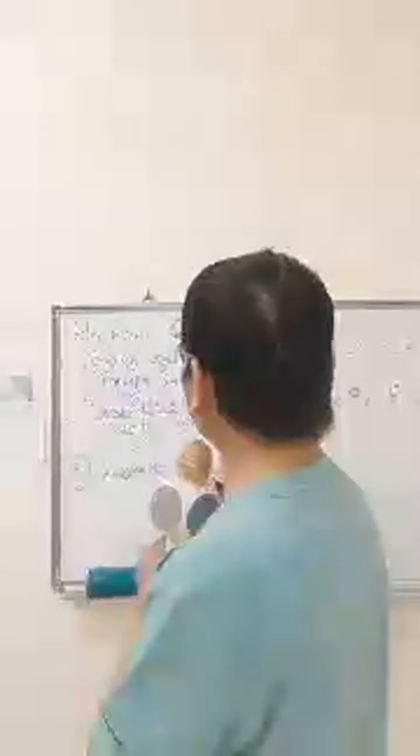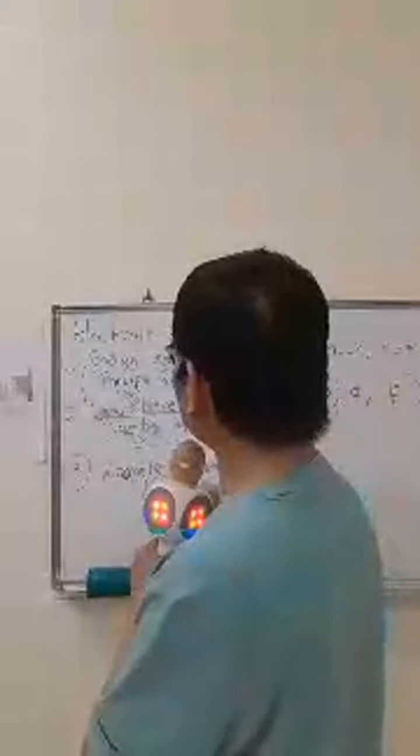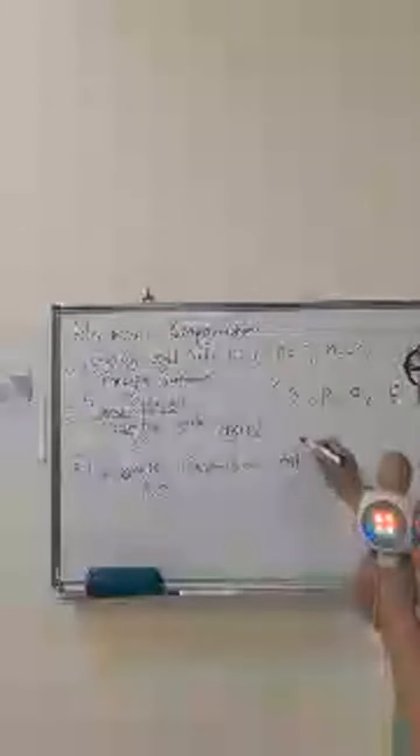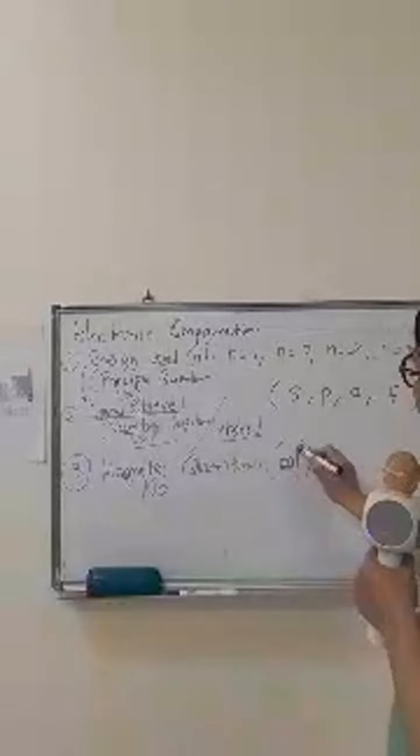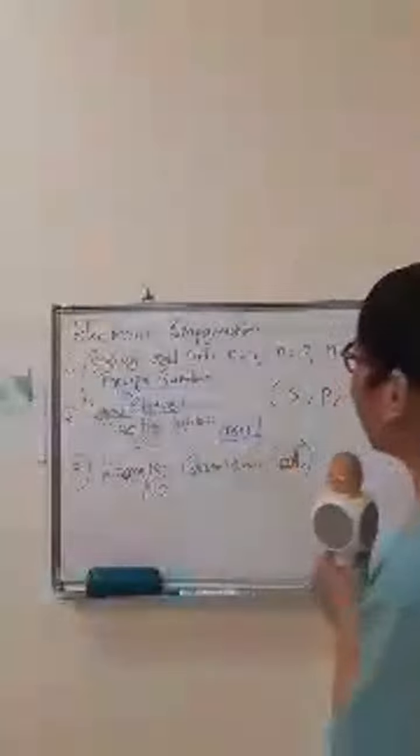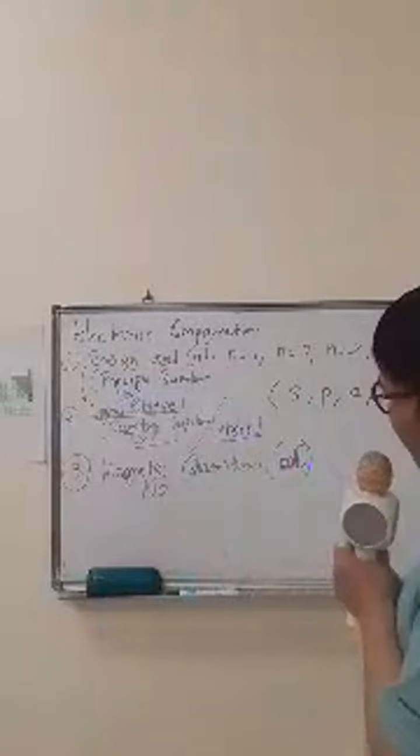Now we have the magnetic quantum number. What is the magnetic quantum number all about? Magnetic quantum number is ml. M stands for magnetic quantum number, and l stands for azimuthal quantum number, which I will discuss later. This is dependent on the orbital.